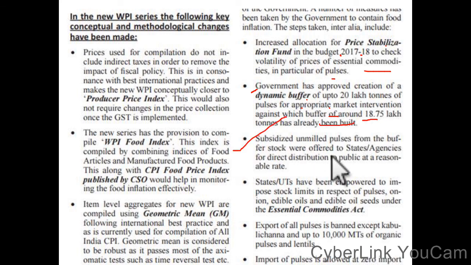Subsidized unmilled pulses from the buffer stock were offered to states and agencies for direct distribution to the public at a reasonable rate. States and union territories have been empowered to impose stock limits in respect of pulses, onion, and edible oils under the Essential Commodities Act. Export of all pulses is banned, except Kabuli chana and up to 10,000 MT of organic pulses.